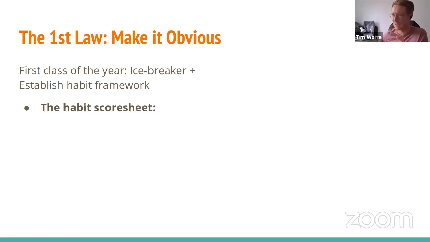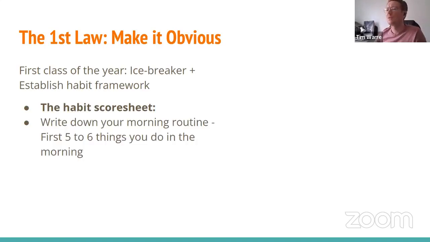This is actually an activity from the book you can use to analyze your habits first, but I've adapted it for use in the classroom. So the first thing you have to do is write down your morning routine. The first 5 to 6 things you do in the morning, and you have to be very honest. Okay. So, for example, this is my old habits.